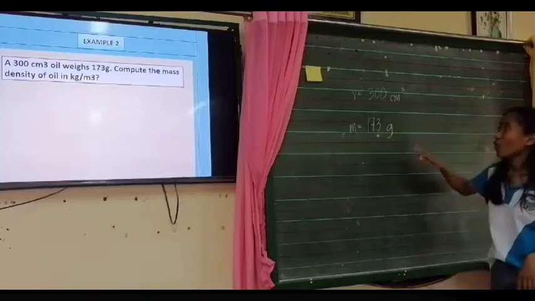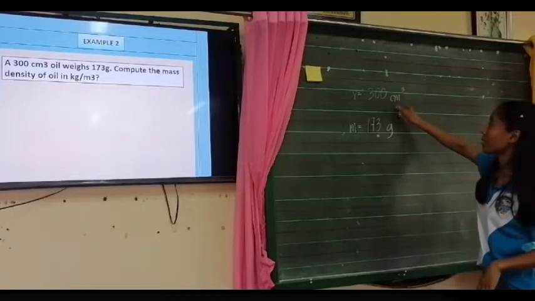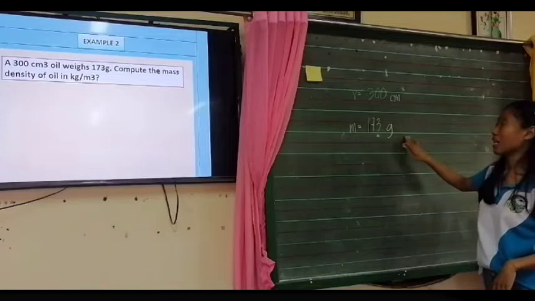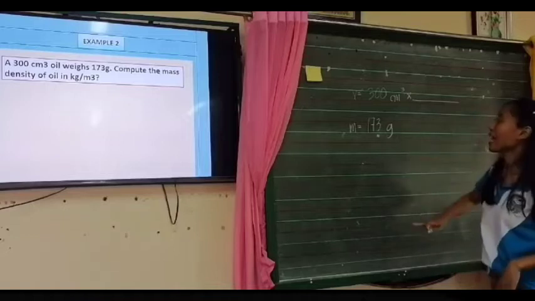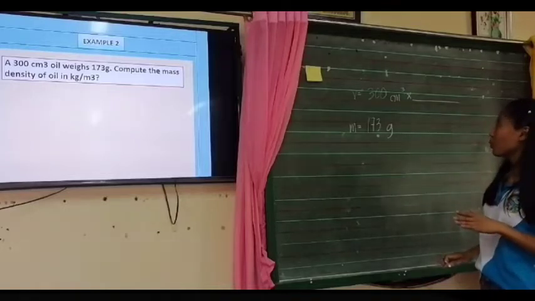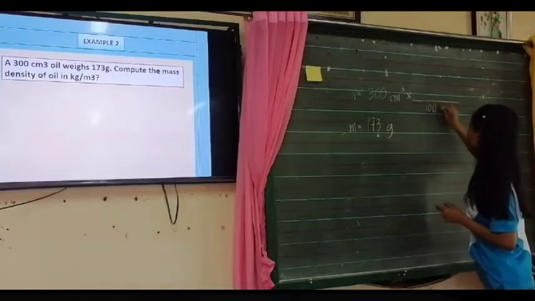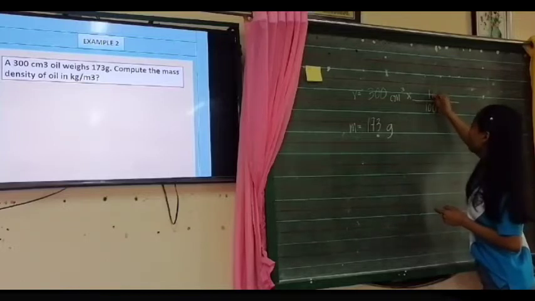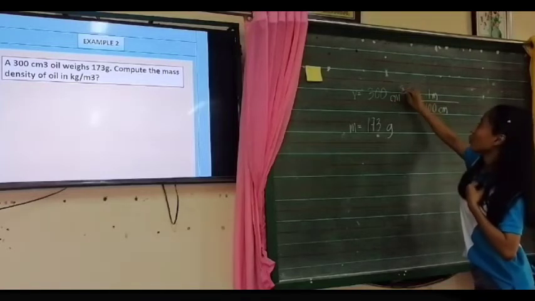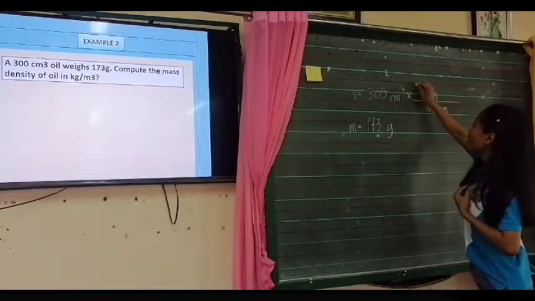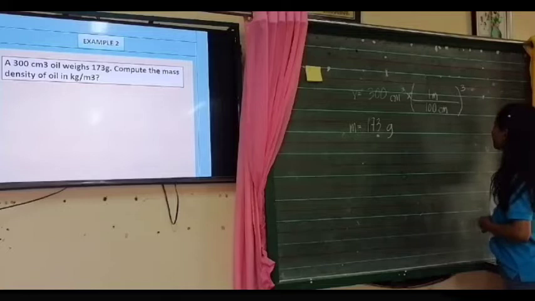So, kailangan natin i-convert yung cubic centimeter sa cubic meter at ang gram sa kilogram. So, times, alam naman natin na in 100 centimeter, we have 1 meter. Pero hindi naman natin makakancel yung cm tsaka cm kasi nga naka-cubic. So, maglagay tayo ng parenthesis dito, lagyan natin dito ng 3.